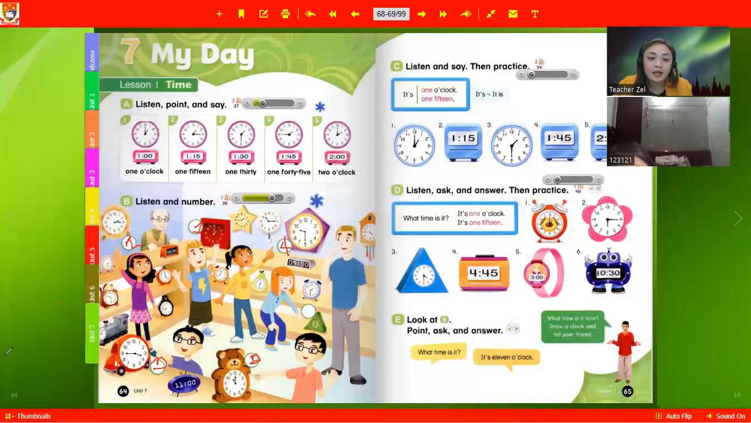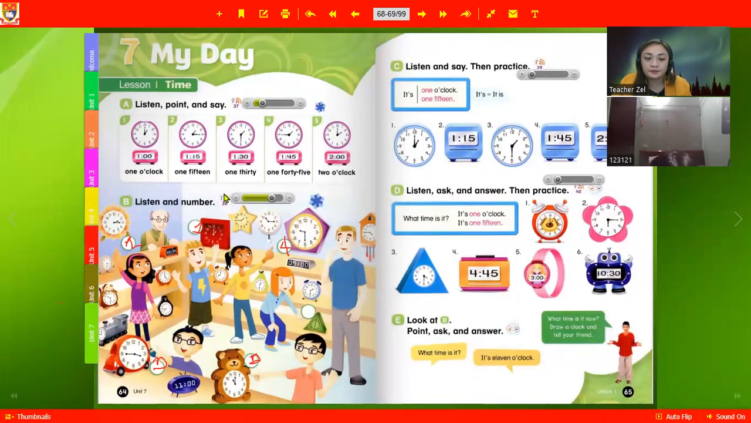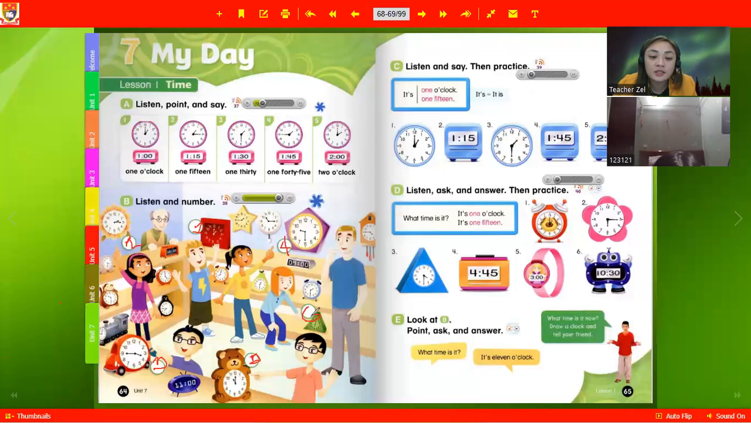Okay, next. How about number 6? What about 6 o'clock? It's that clock. The triangle. Yes. All right, so this is the triangle clock. So what time is it, Bella?